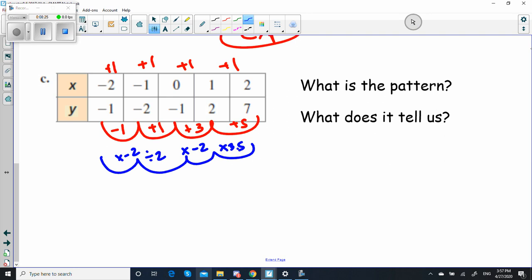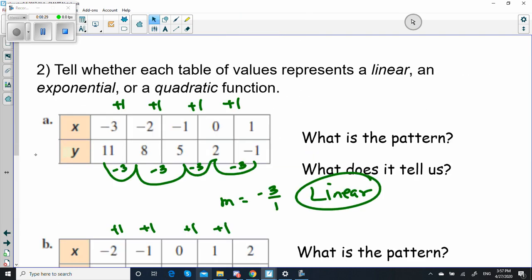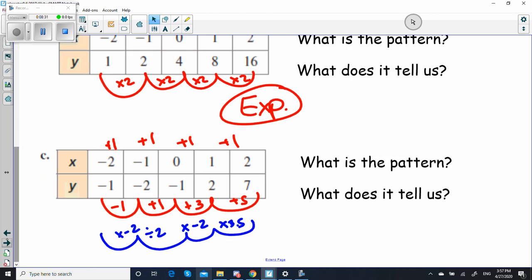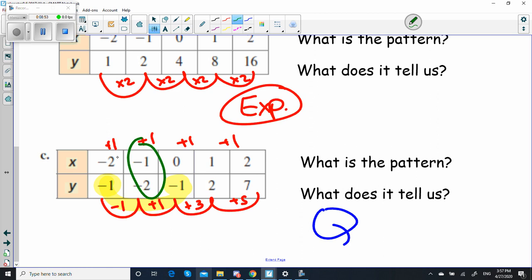So if you notice, the pattern that we were looking at before, it's not an add, which would be linear. It's not a multiply, which would be exponential. So it has to be a quadratic. Has to be. That's the only thing it can be. If you also notice that these two are the same, this one and this one, which means this one is the vertex.